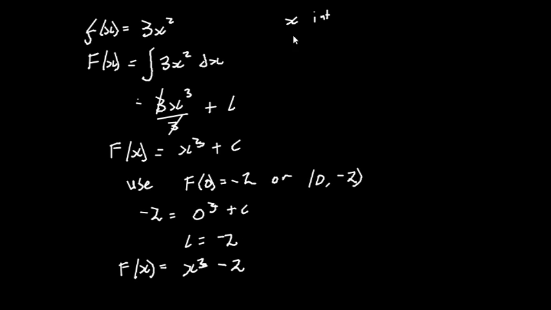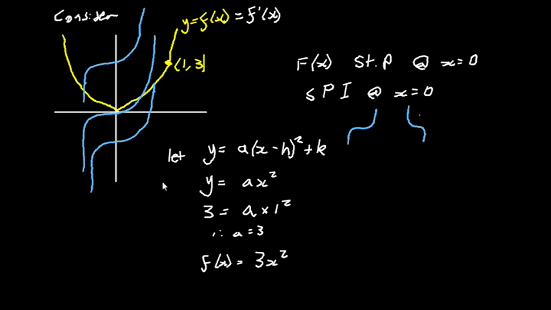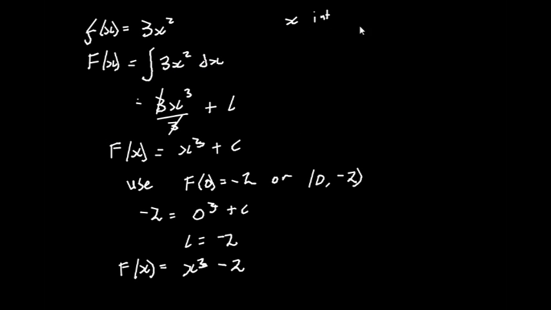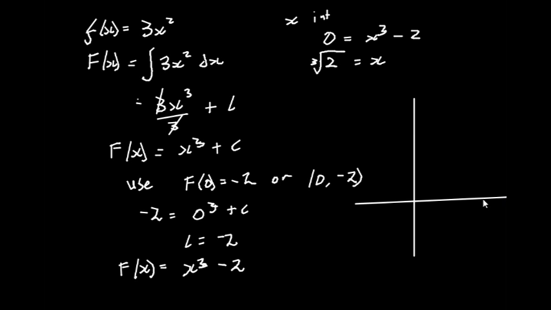Well, if you remember, it had a stationary point of inflection, so we're only going to have one intercept. Probably easier just to solve it for when y is equal to 0. So 0 is x cubed take 2, add 2, and find the cube root of it, that is going to be our x value. And the final step is just to sketch it.